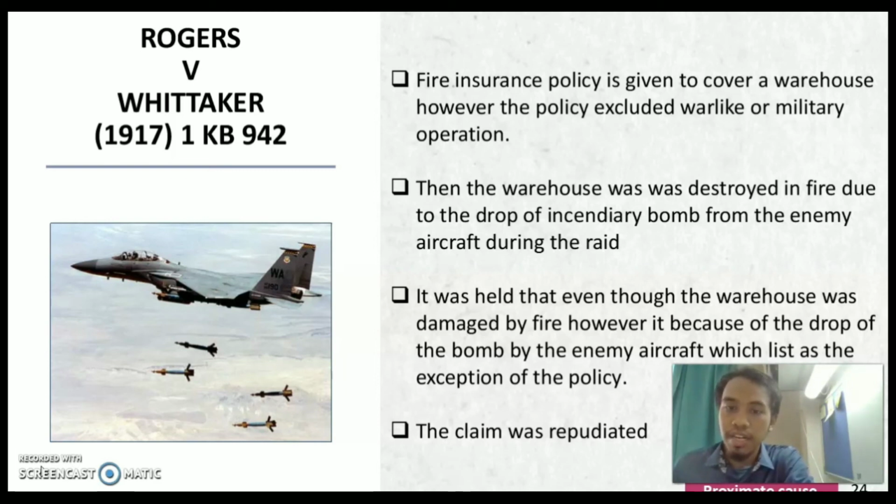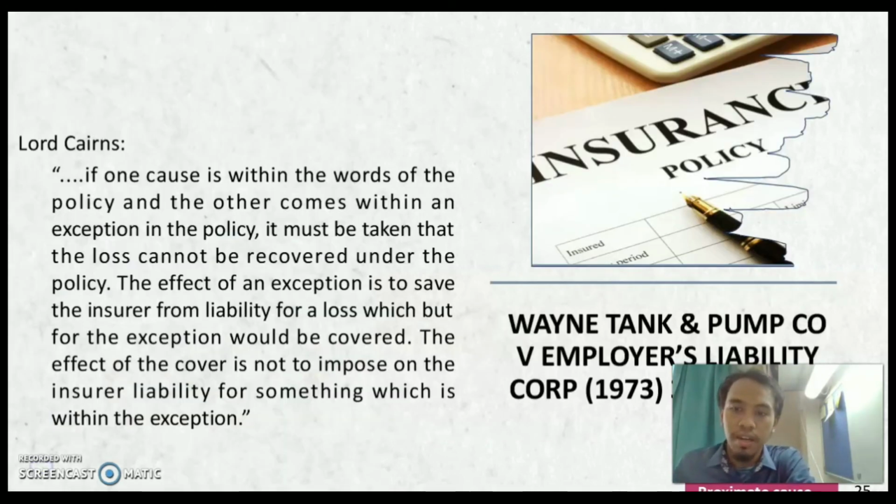However, the insurer repudiated the claim, saying that even though the warehouse was damaged by fire, the fire was because of the drop of the bomb by the enemy aircraft, which is listed as an exception of the policy. If the bomb did not drop there, the fire would not happen and the warehouse would not be destroyed. The court held in favor of the insurer as the drop of the bomb is the proximate cause and the fire is the remote cause.